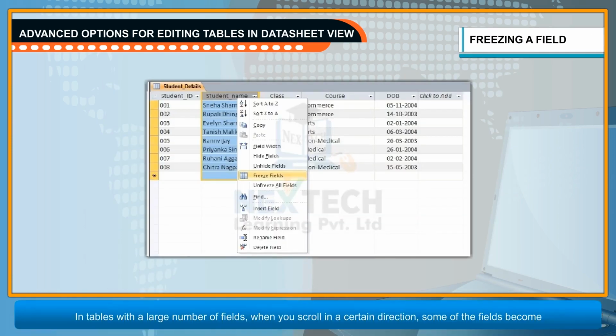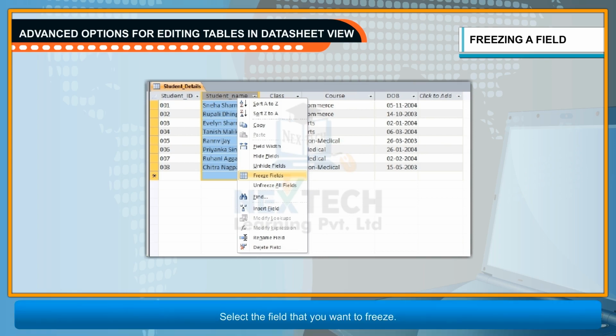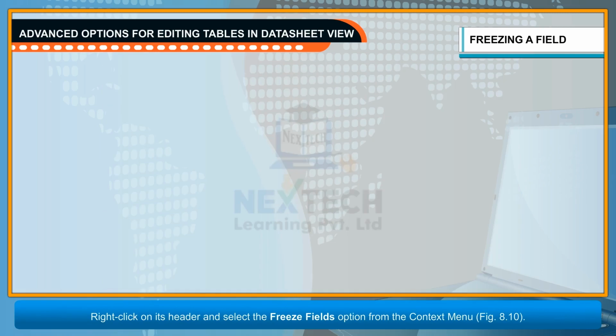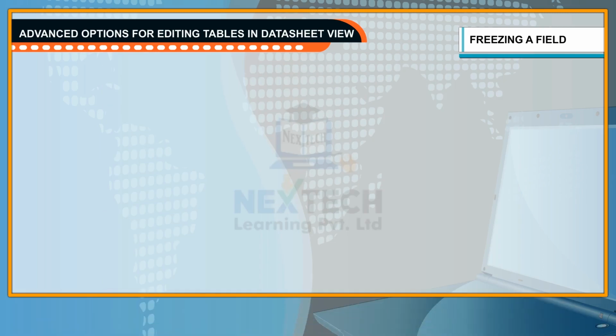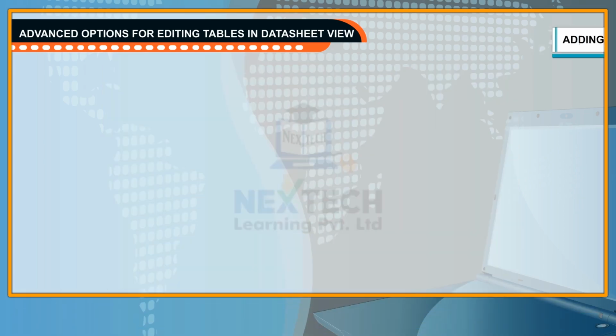Freezing a field. In tables with a large number of fields, when you scroll in a certain direction, some of the fields become invisible on the screen. In such situations, you can freeze a field to make it visible on the screen always. Freezing moves and fixes the field at the leftmost position in the table. To freeze a field, open the table in Datasheet View. Select the field that you want to freeze. Right-click on its header and select the Freeze Fields option from the context menu. The selected columns move to the leftmost side of the table.